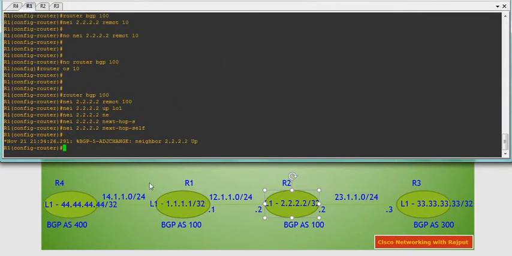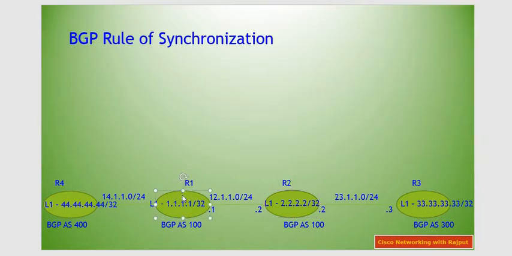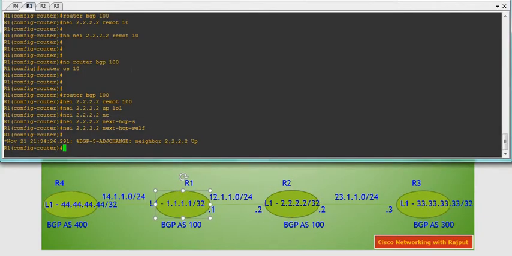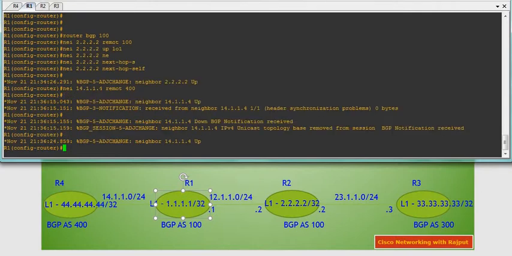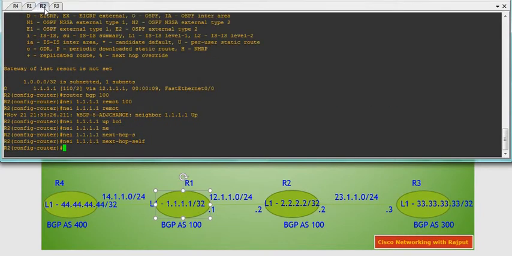Let us go to R1 now, and we need to configure EBGP between R4 and R1. For that, we need to define neighbor 14.1.1.4, remote AS will be 400. Okay, hopefully we should see a BGP message. It's up now.